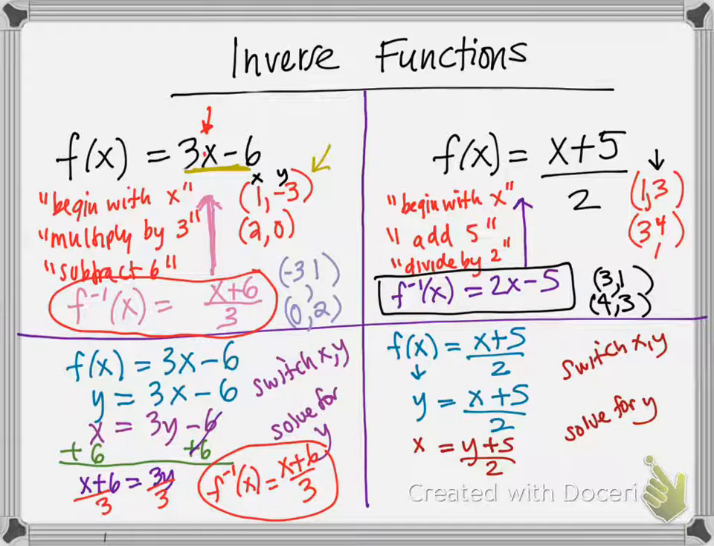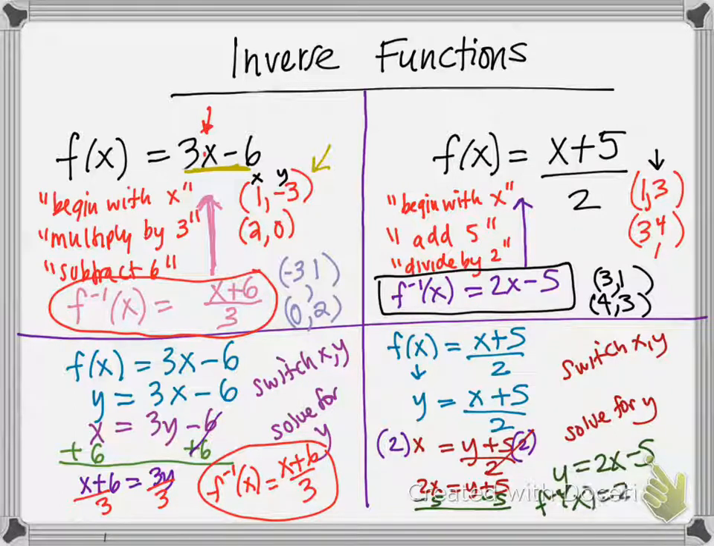So to get y alone, the opposite of dividing by 2 would be multiplying both sides by 2. So I have 2x is equal to y plus 5, because those cancel out. And then one last step to isolate y, subtract 5 from both sides. So I would get y is equal to 2x minus 5, or f inverse of x is equal to 2x minus 5. So again, we got the same answer using a different process, but these should match.